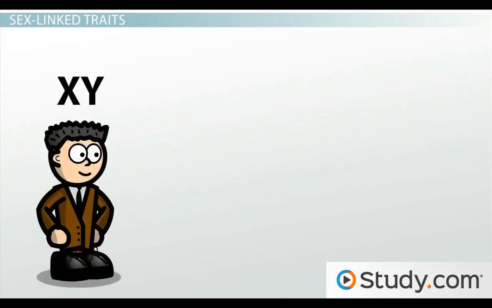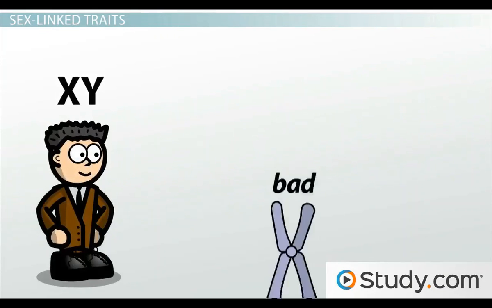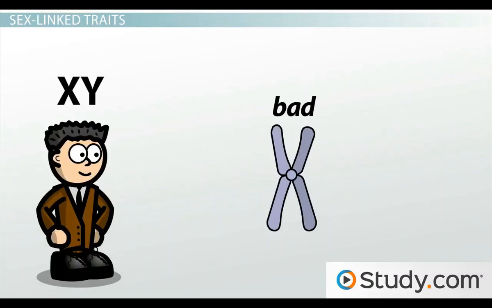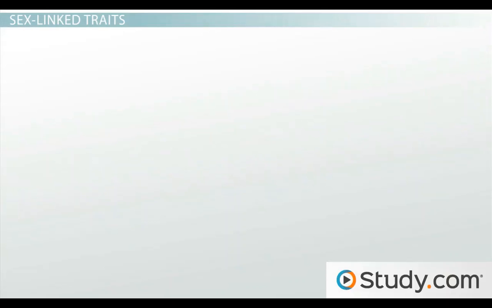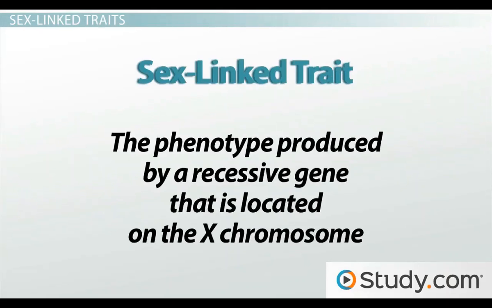However, males only have one X chromosome. So that means that whatever's on the X chromosome is going to get expressed because it's the only allele that can be expressed. So that means that males have a higher chance of displaying a recessive X-linked trait because there's no way to mask the recessive phenotype. Now, a recessive gene that is located on the X chromosome produces a sex-linked trait because a recessive trait will preferentially be found in males compared to females.